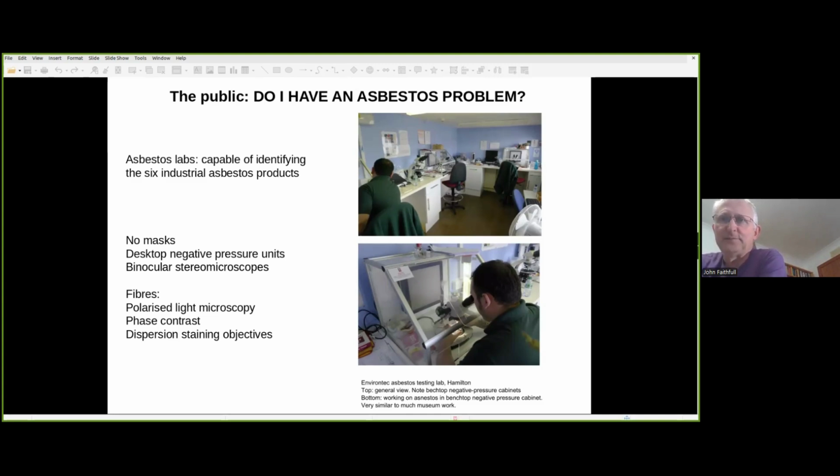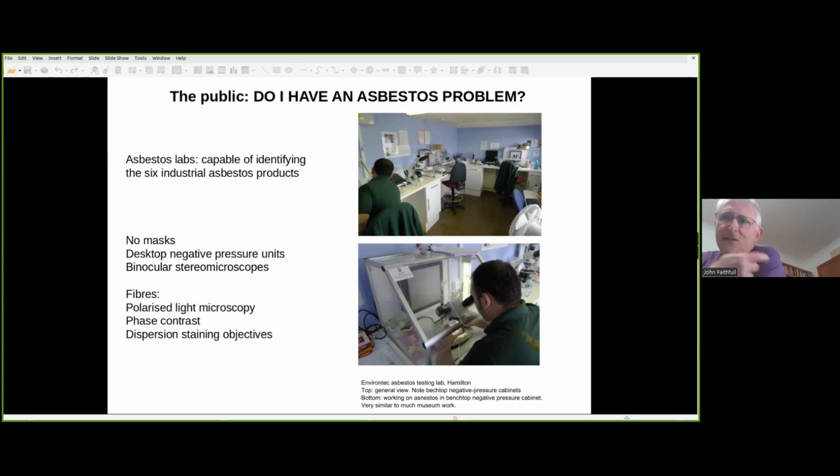Primarily, the main tool is polarized light microscopy, using some slightly different things which most of us as mineralogists and petrologists won't use. Dispersion staining objectives and phase contrast microscopy are used quite a lot. But the interesting thing about seeing an asbestos lab is that you imagine everyone's going to be wandering around in breathing apparatus and suits. The whole point is that if you're doing that, you're releasing fibers into the air, you're doing it wrong.